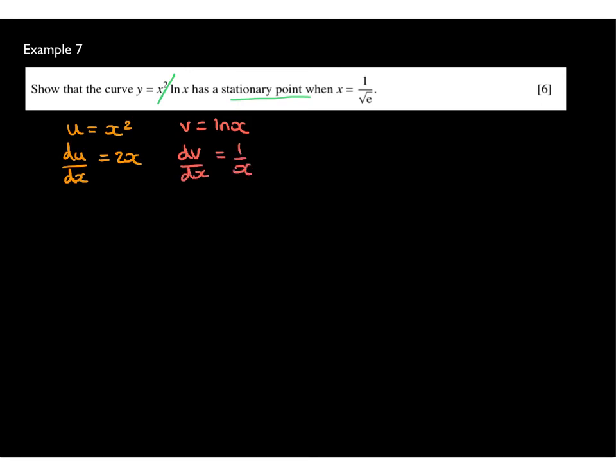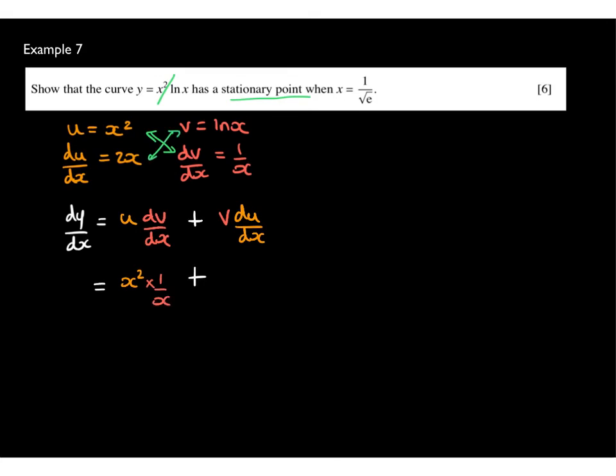Now, I'm going to set up my product rule again for dy by dx. So let's put everything together. We've got x squared multiplied by 1 over x, and we've got 2x multiplied by ln x. So this then simplifies to give me x plus 2x ln x.